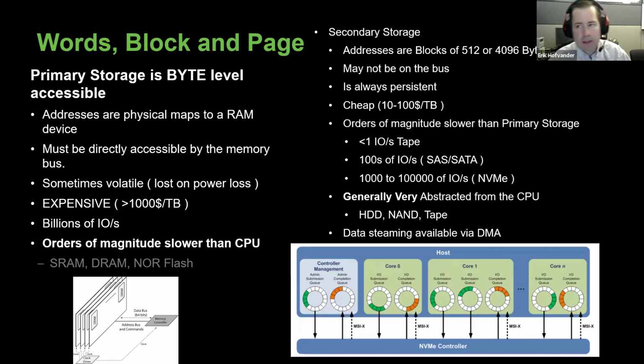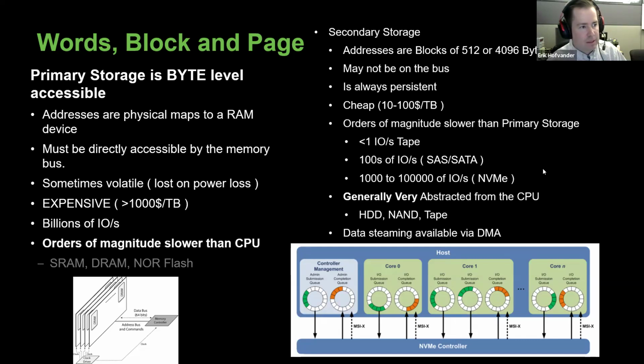Now, secondary storage may not be on the bus at all. For most of our present computers, they are all on a bus, but for most of the history of secondary storage, they have not been. Secondary storage is always persistent. No one's going to want volatile secondary storage. You don't need a hard drive that can't remember what it's done. The whole point is it's persistent on power loss. And the big thing is it needs to be cheap. Secondary storage is thousands or millions of times cheaper than primary storage. The big problem now is that it's slow.